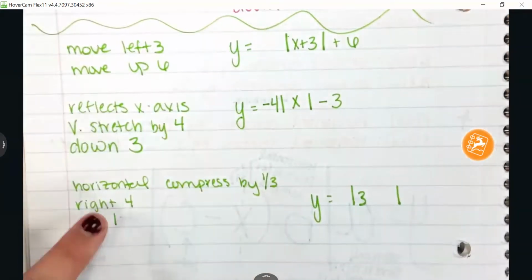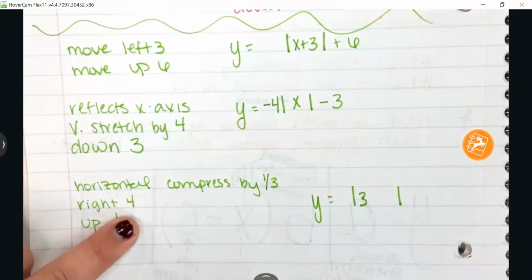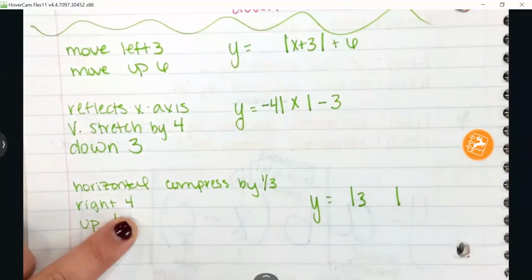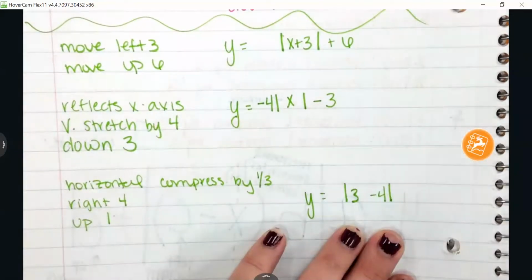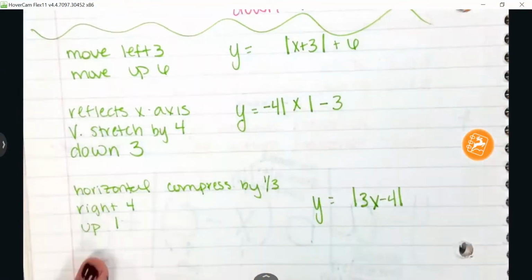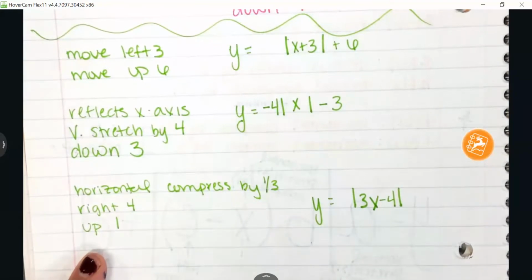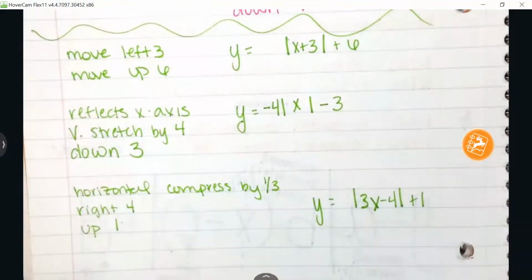It moved right 4, inside, outside. Inside, plus 4, minus 4. Minus 4, what has to go with it? X. Up 1, inside, outside? Outside, plus or minus? Okay, listen, this is way wrong.